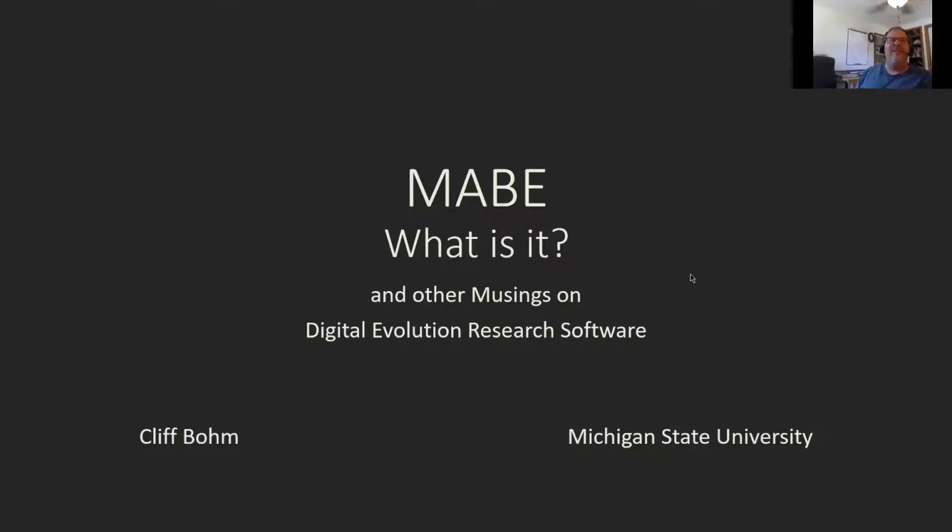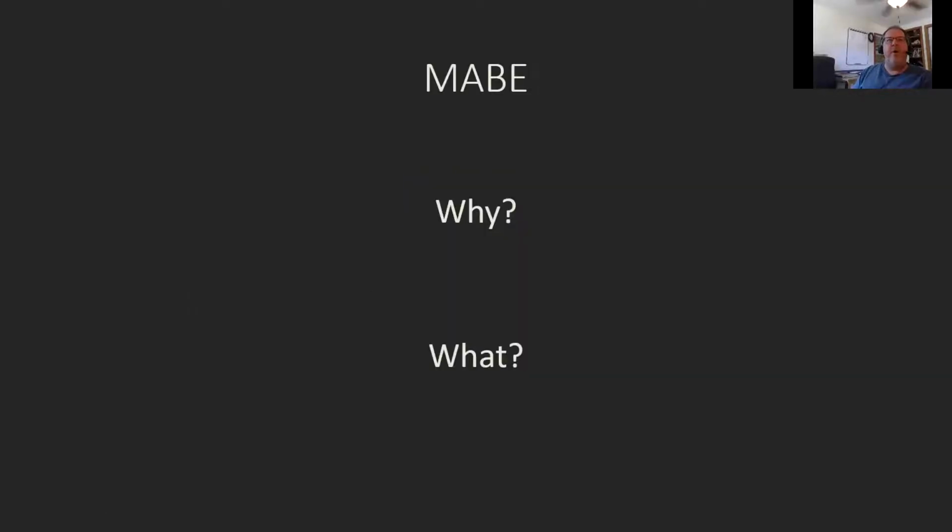All right, super. So yeah, my name's Cliff Bohm. I'm a PhD student at Michigan State University. I've been developing this. I'm interested in general theoretical evolution, and digital evolution. So I'm going to talk about MABE today. MABE is, well, we'll get to it. So first, MABE. Why? What?